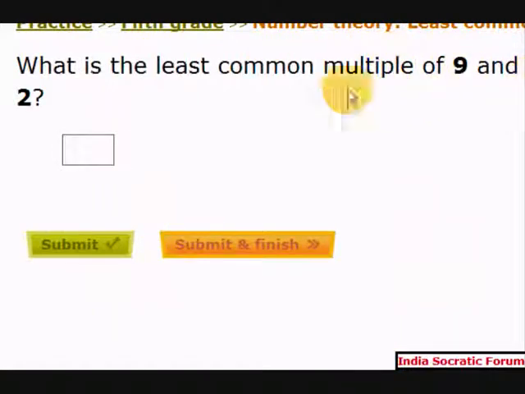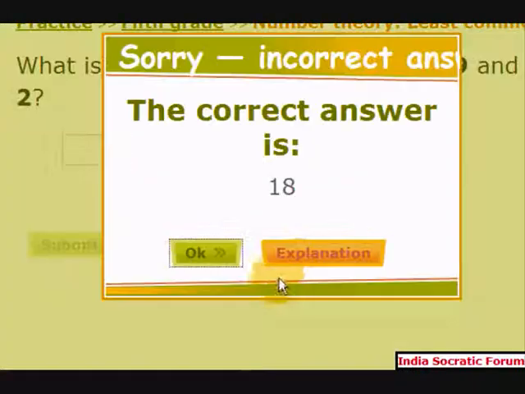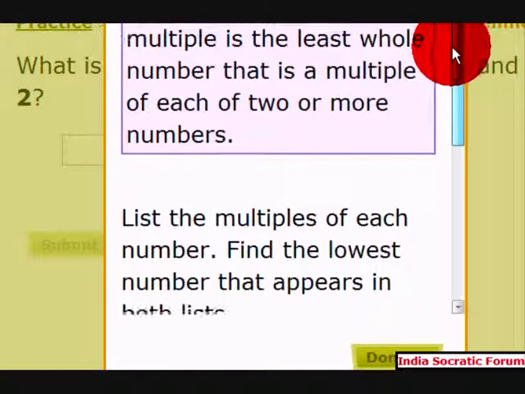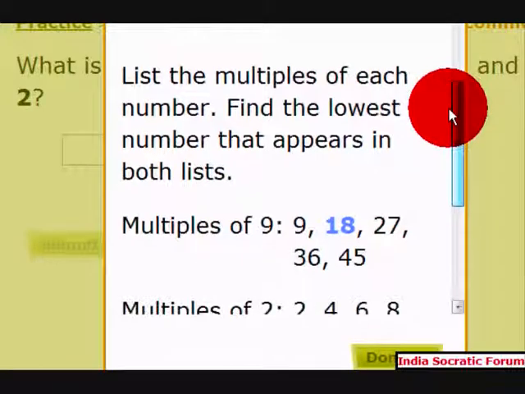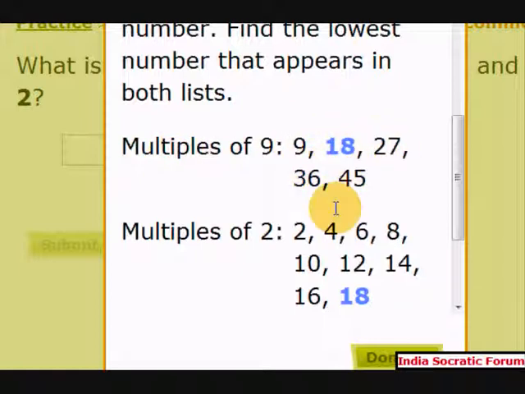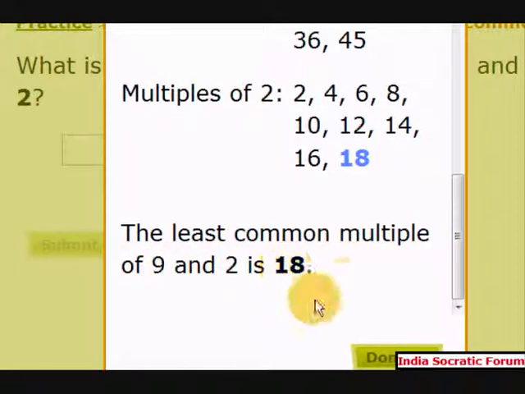What is the least common multiple of 9 and 2? Pause the video and do it. The answer is 18. Do you know why? Read this loud. List the multiples of each number. Find the lowest number. Write the multiples. 9, 18, 27, 36, 45. Multiples of 2. Write it down. What is the least? This is the least, right? What is greatest? It may go on. 36 could be greater. The least is this one. Least common multiple of 9 and 2 is 18.